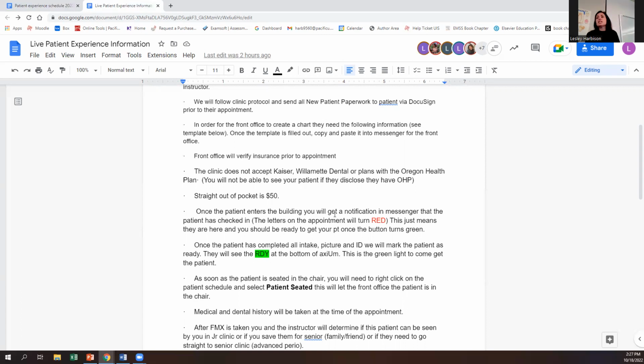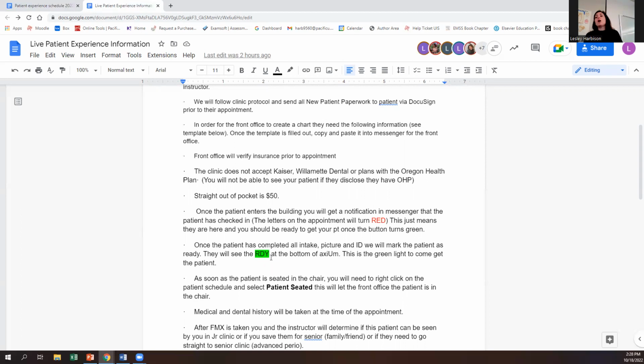So this is talking about what it looks like in Axiom. Once the patient enters the building, you'll get a notification in your messenger in Axiom. It turns red and that tells you that your patient is here, but it doesn't mean that they're ready to go get them yet. You have to wait for this green ready, because the patient will come in and then Sarah and Brenda will do the protocol that they'll do with the patient in the front. So they'll say, well, they're here, but they're not ready. And then when it turns green, then they're ready and you can go get them.